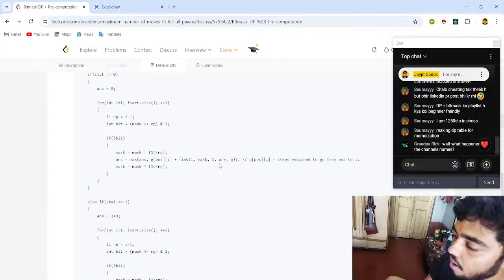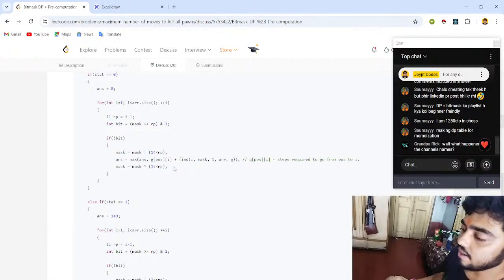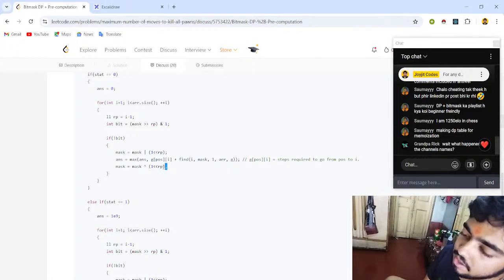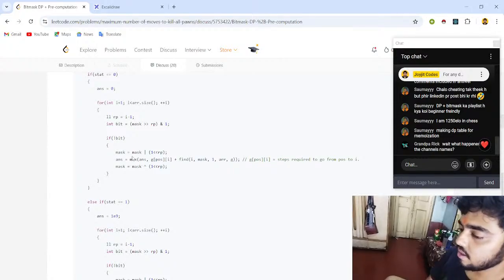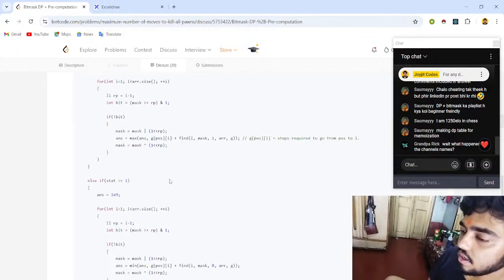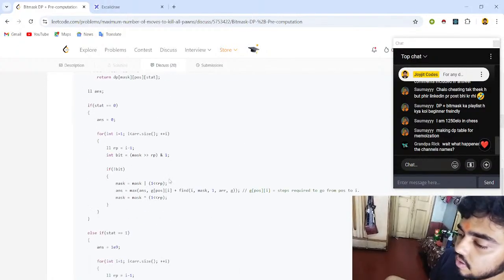Now once we have masked it, he is XORing it out. Why is he XORing it out? Because he knows that once he has masked it, he has to remove that. Even if you think that you don't want to XOR it out, what you can do is initially, instead of making this as mask directly, you can take a value of temporary mask and then you can ignore this. Okay, so this is what he does, and this one was for if the status, so stat is basically status.